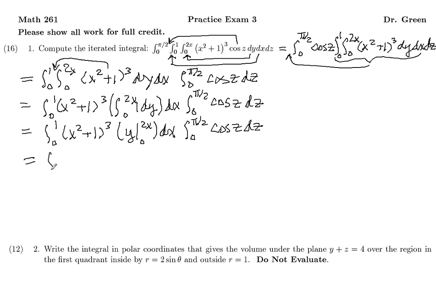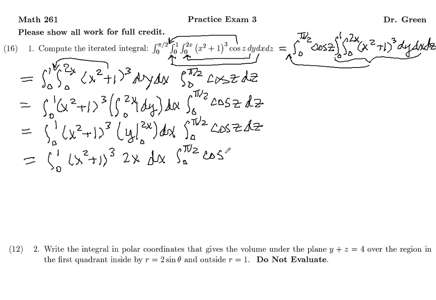And now we've got integral from 0 to 1, x squared plus 1 cubed. And then this is just going to be 2x. Plug in the 2x, plug in the 0, subtract: 2x minus 0 is 2x dx. And then times that last integral, 0 to pi over 2 of our cosine z.